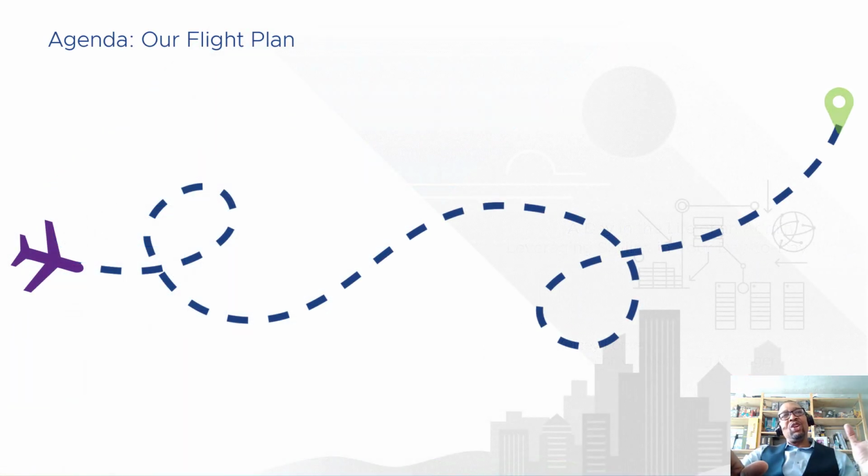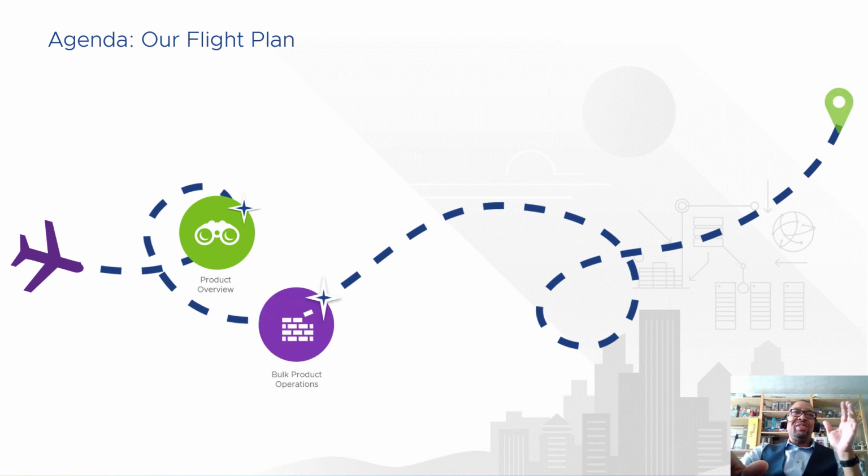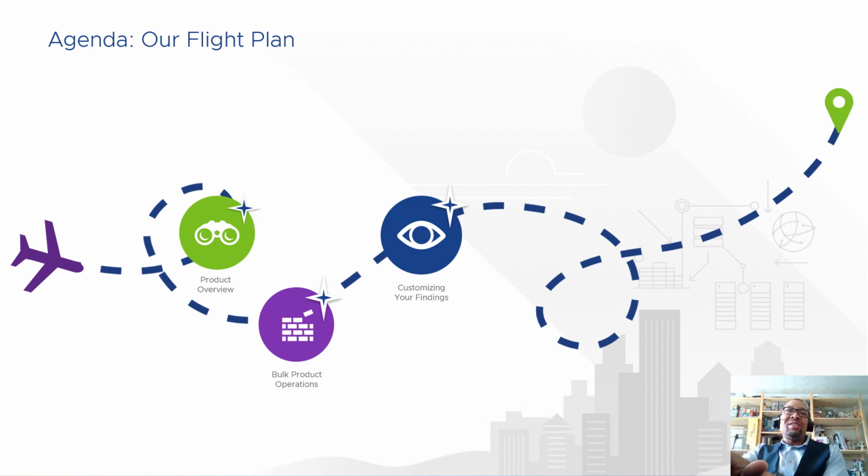So here's our agenda, what I like to call our flight plan for today. We're going to start off with a quick overview of Skyline for those of you who are unfamiliar with its general capabilities. And then I'm going to discuss how you can use bulk product operations to connect multiple endpoints to the Skyline service after you've done the initial configuration of the collector. Then I'm going to talk about how you can customize the findings and recommendations that Skyline provides you.